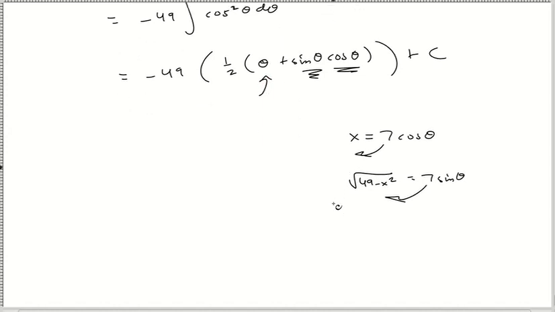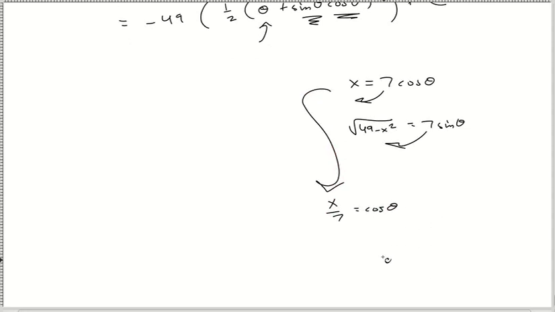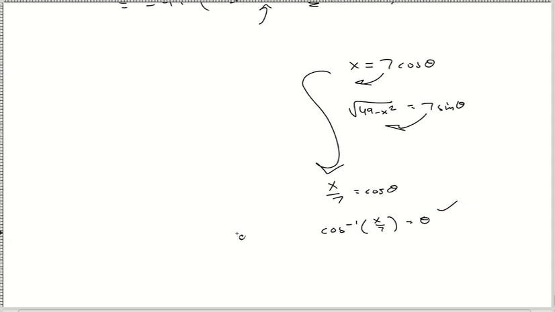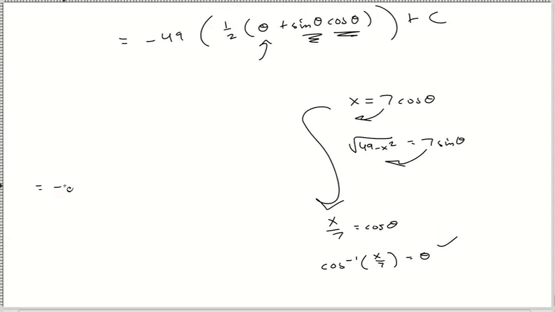What do I do? Well, let me rewrite this real quick. What I'm saying is that I got x over 7 is equal to cosine theta, right? What if I did the arc cosine on both sides? Ding, ding, ding. And now I can actually just plug that in directly. So here we go. Oh, no more integrals. We're done here. And there's a half, but whatever.